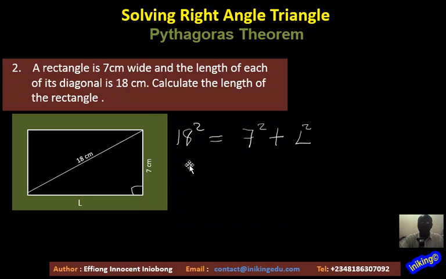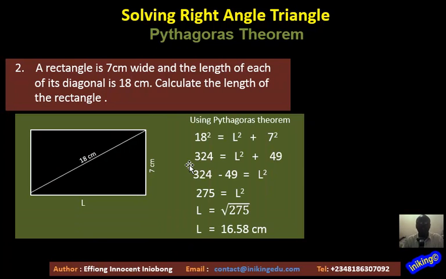18 square is what? It is 324. So we have the left hand side as 324, and then we have our 49 plus L square. Transferring 49 to the left hand side, we have 324 minus 49, giving us L square. That's L square equals 275. Taking the square root of that, we have that the length of the rectangle is 16.58 centimeters. That's it for question number 2.